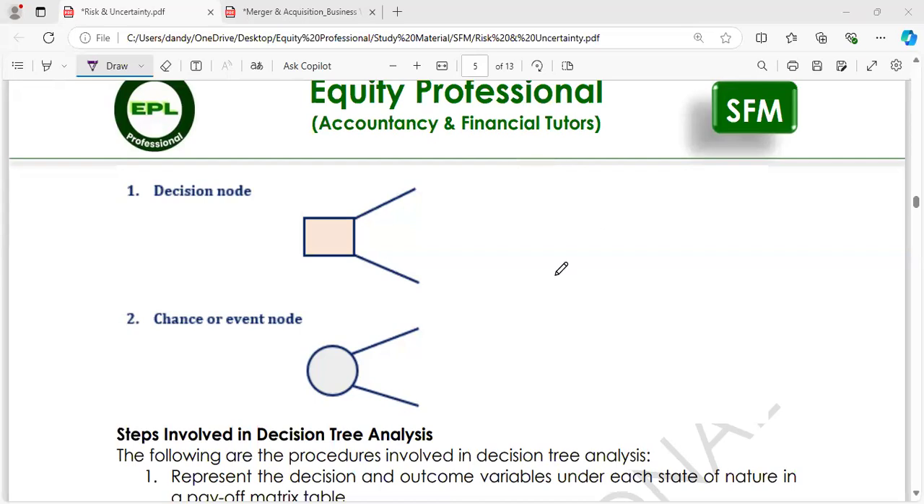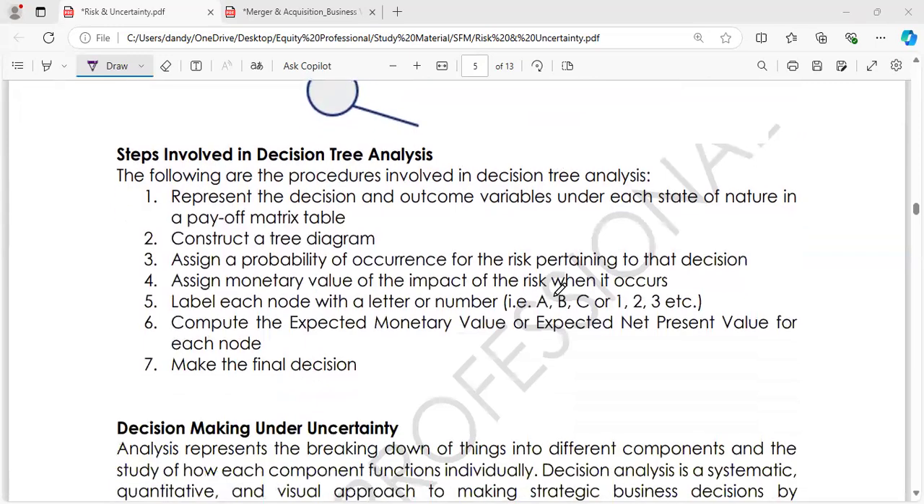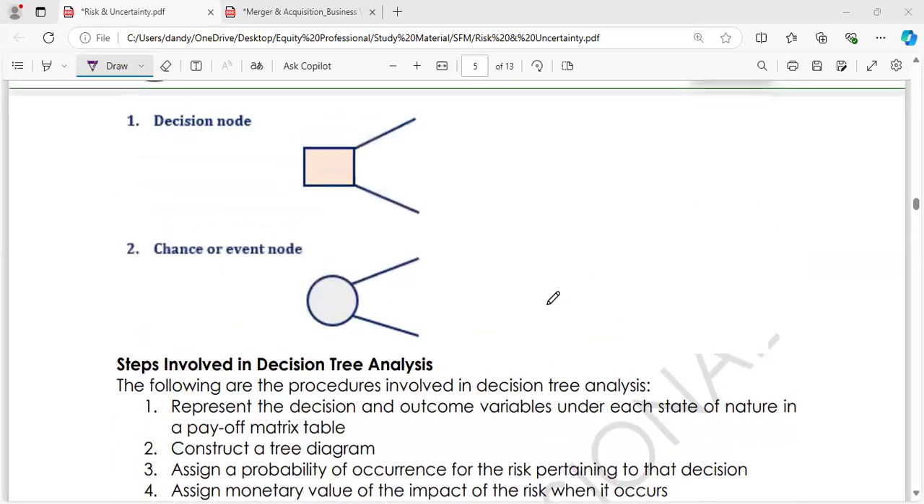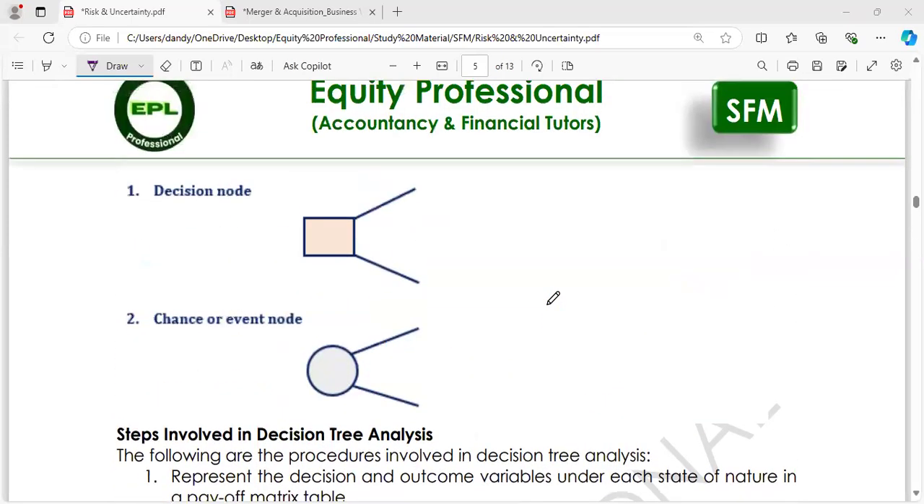Okay. So step 5, you select the alternative that has the highest expected value or expected NPV. So those are the procedures you are supposed to carry out whenever you want to evaluate using decision tree. However, when you are constructing your tree diagram, there are 2 nodes that you are going to use to draw your tree diagram.